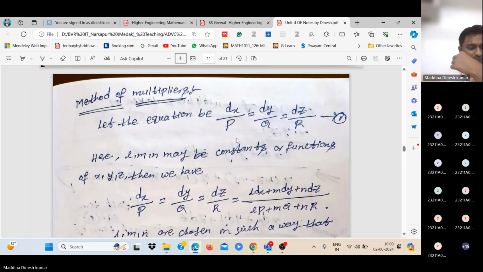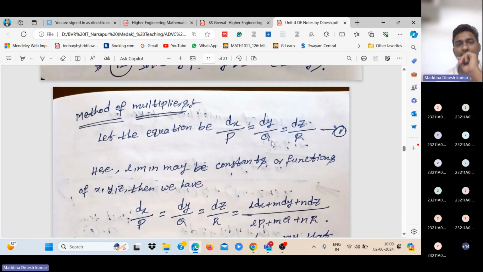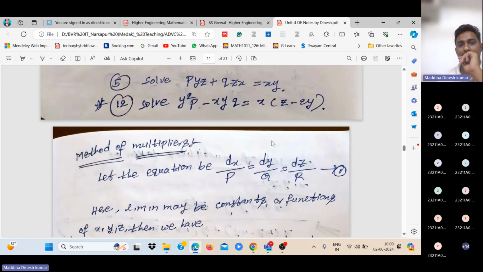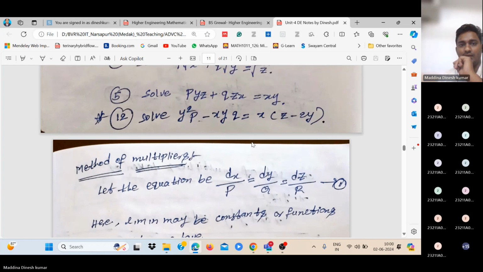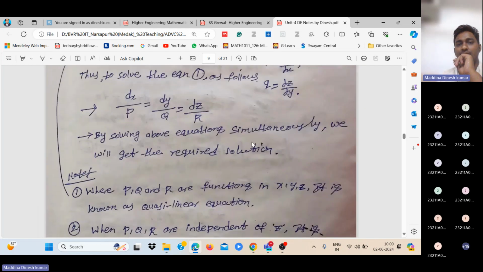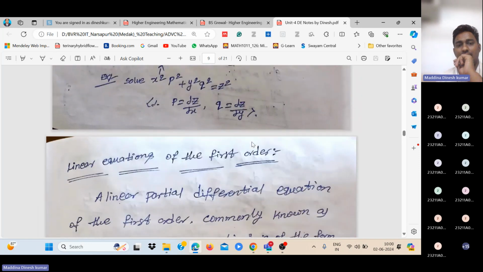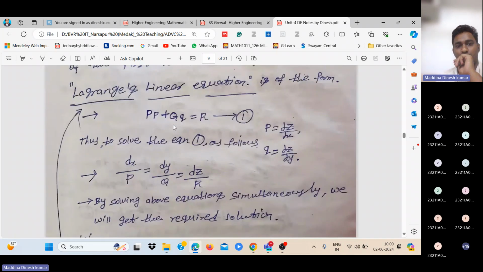See here, if by equating the fractions you are unable to find the solution, then we will use this method, the method of Lagrangian multipliers. These problems also will be in this form only, like Pp plus Qq equal to capital R. So we will write in this form: dx by P equals dy by Q equals dz by R.